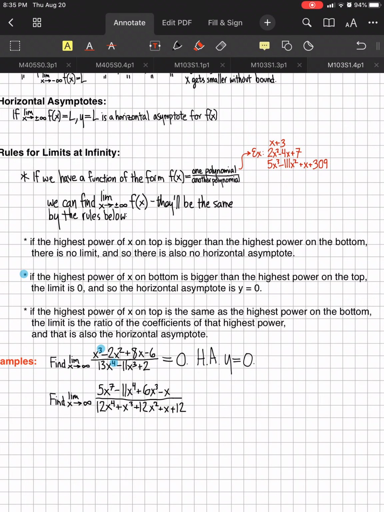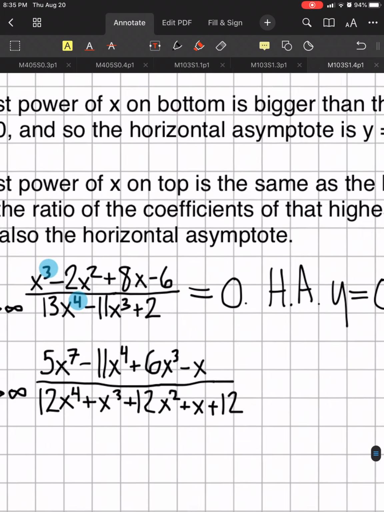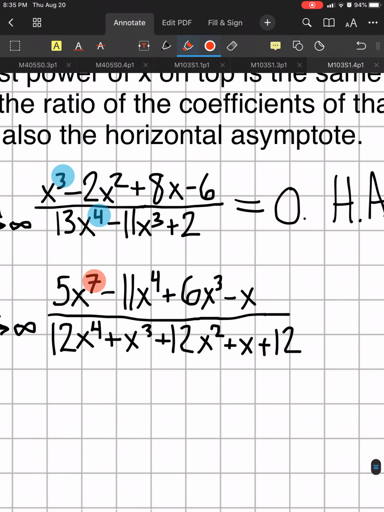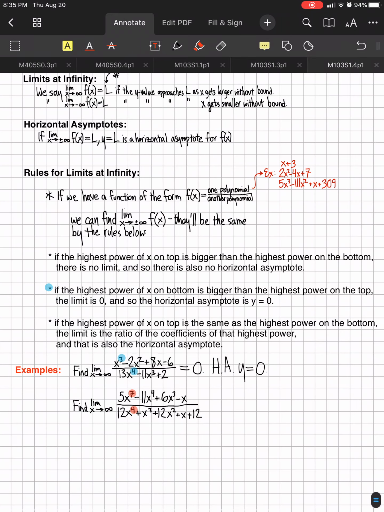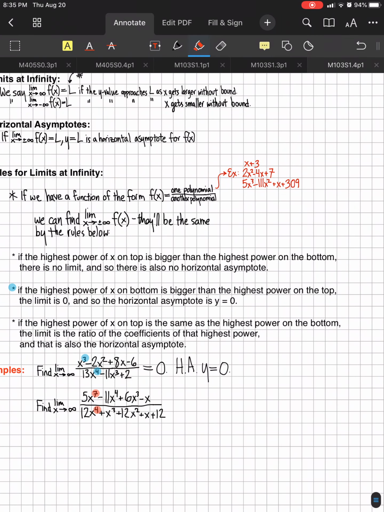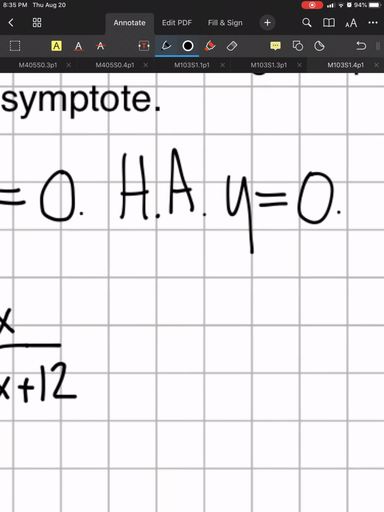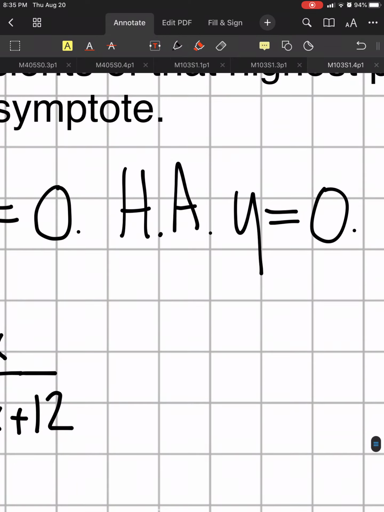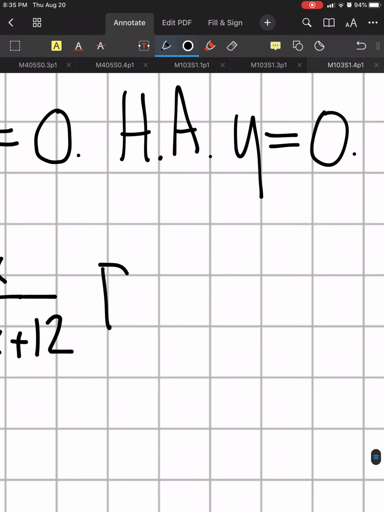All right, if you're back, then we can notice, starting off, highest power on top is 7, highest power on the bottom is 4. How do they compare? Well, the highest power on top is the bigger one. That means we're in the first case here. That means there is no limit. So we can say this limit does not exist.